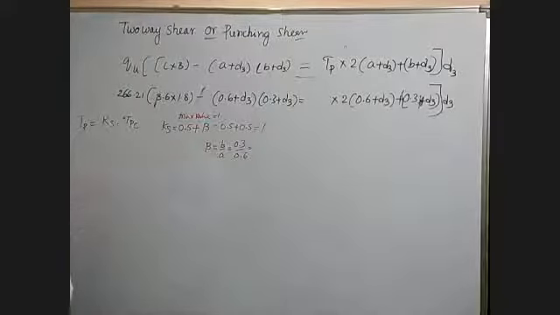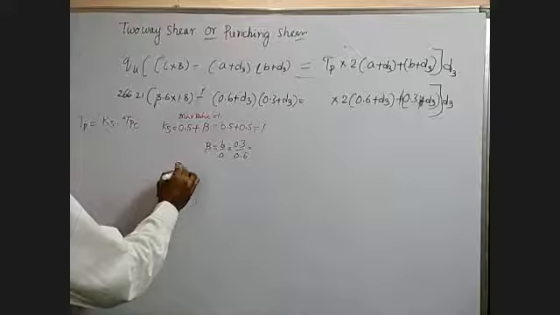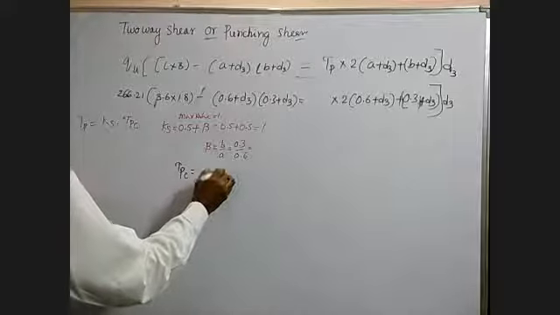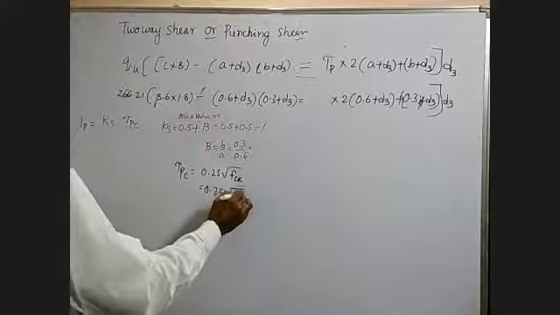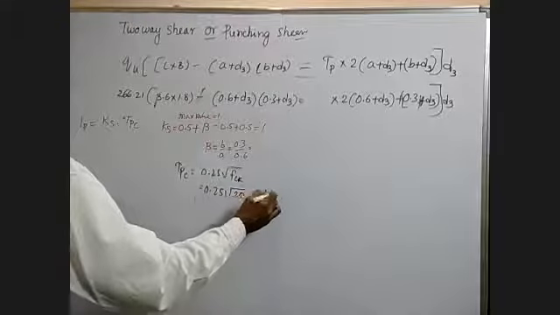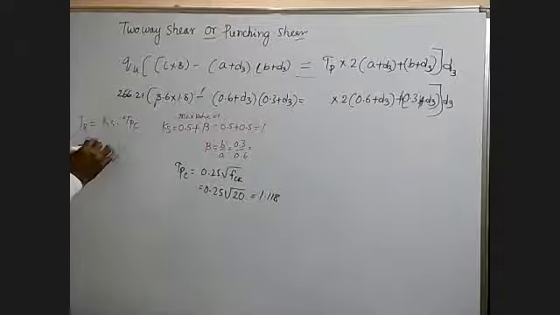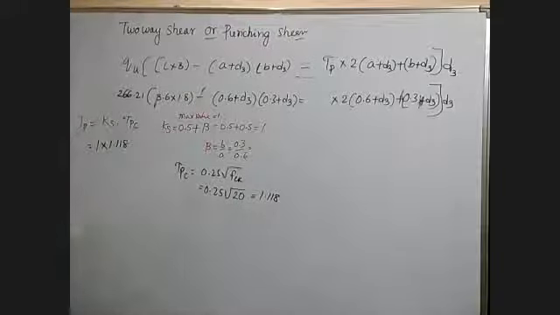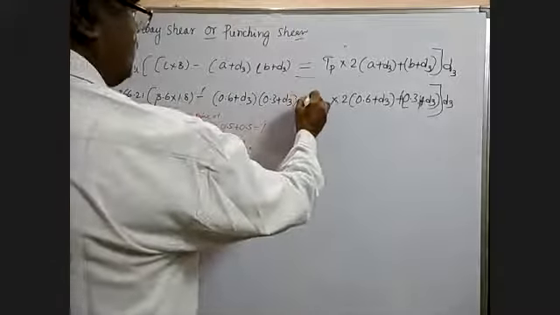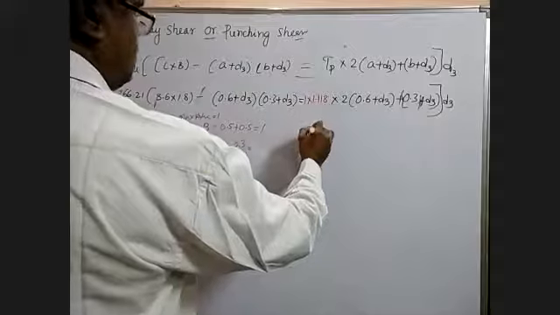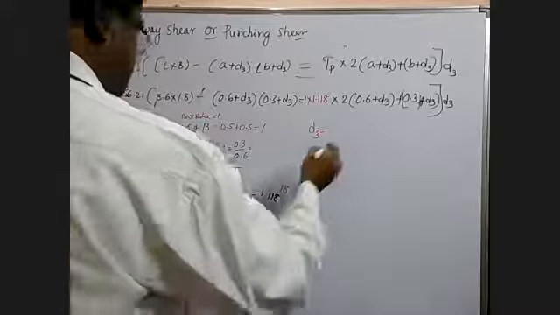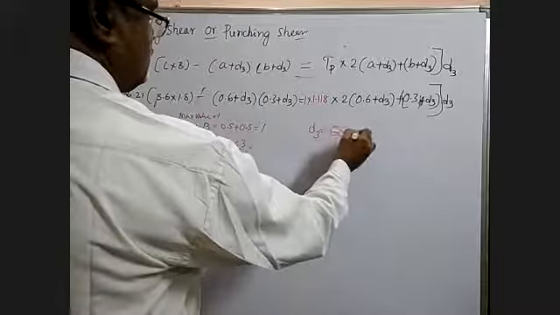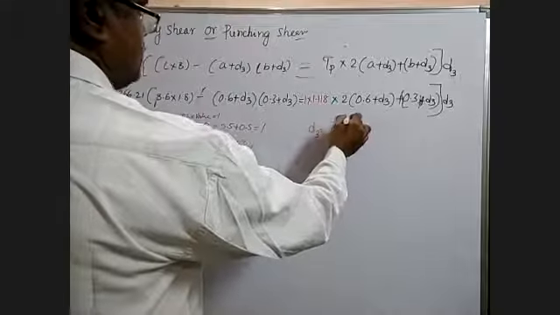And the tau PC value depends upon the value 0.25 into square root of FCK. 0.25 into square root of FCK is given as 20. You will get 1.118. So 1 into 1.118. Now substitute this value in the equation 1. E3 is equal to, how much it is? 607. 607 meters.